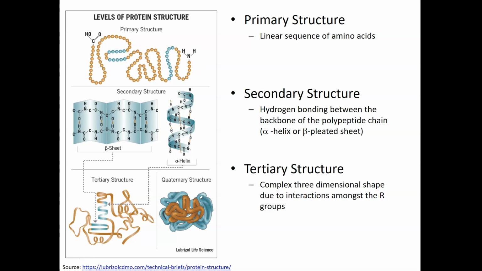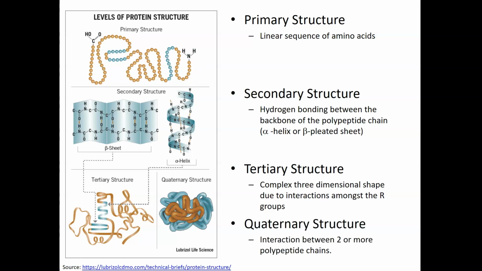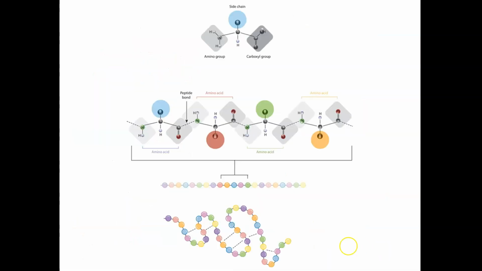The tertiary structure is the three-dimensional shape that's due to the interactions amongst our R groups. And then lastly, we have the quaternary structure, which is the result of the interaction between two or more polypeptide chains. So I'm going to go through each of these systematically and help you to understand them. So let's start with the primary structure.